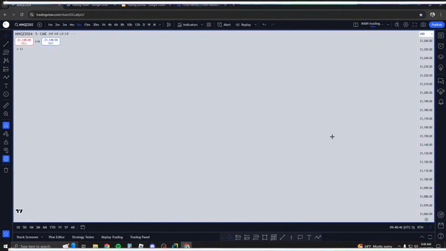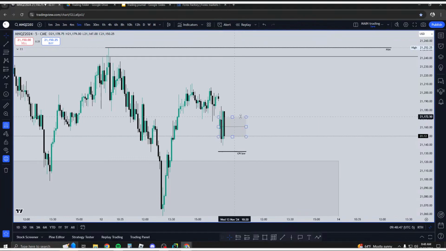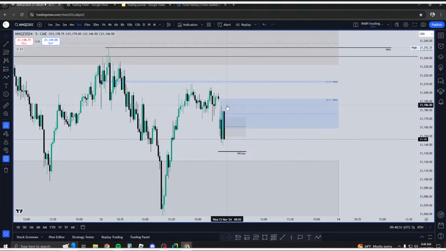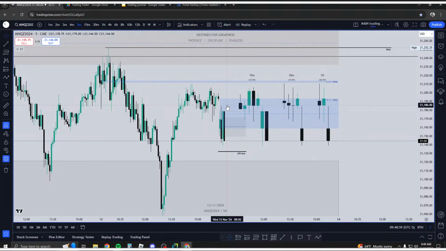Let's check out the RTH gap here. So it looks like we gapped down today, actually. Interesting.